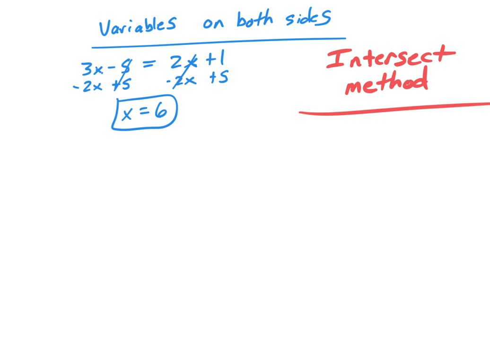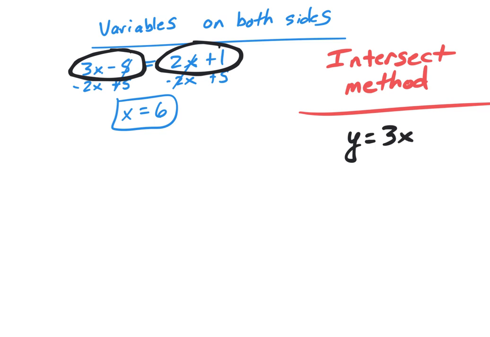We've done that before, but we've done it when it's like two separate equations. And so I could set this up as two different equations. I could set it up as y equals 3x minus 5, and I could set it up as y equals 2x plus 1, and I could graph it.